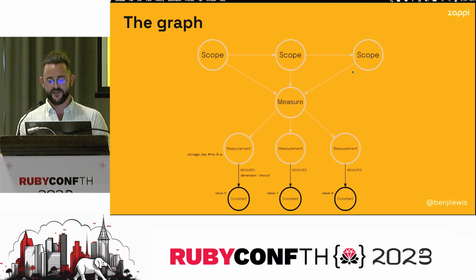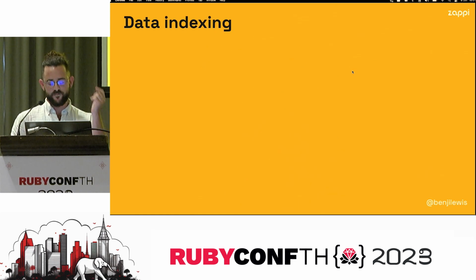If I lost you in that process, let me quickly summarize how it all connects together. So we have the graph with the nodes and the edges that are storing the scopes and measures and the relationship between them. And then we've got the bitmaps that store that raw data.